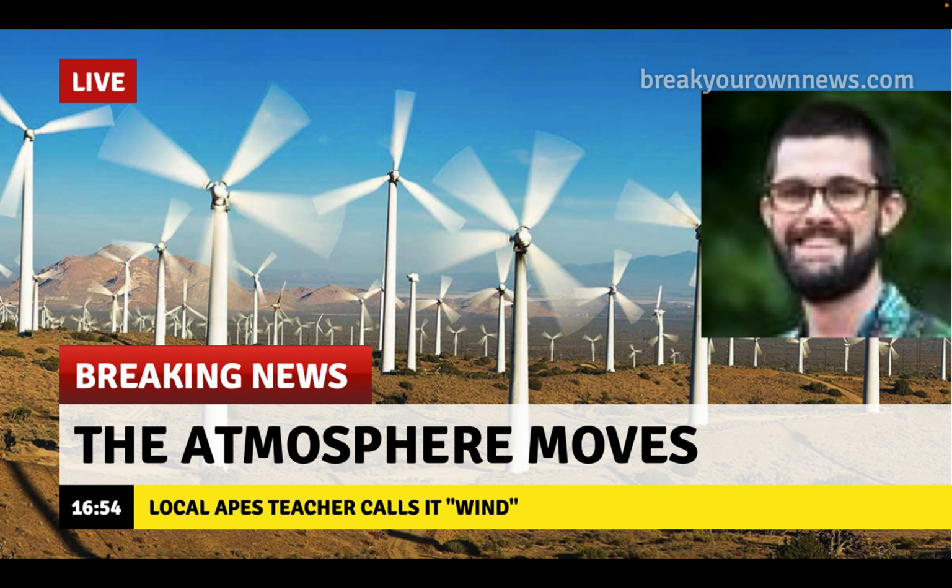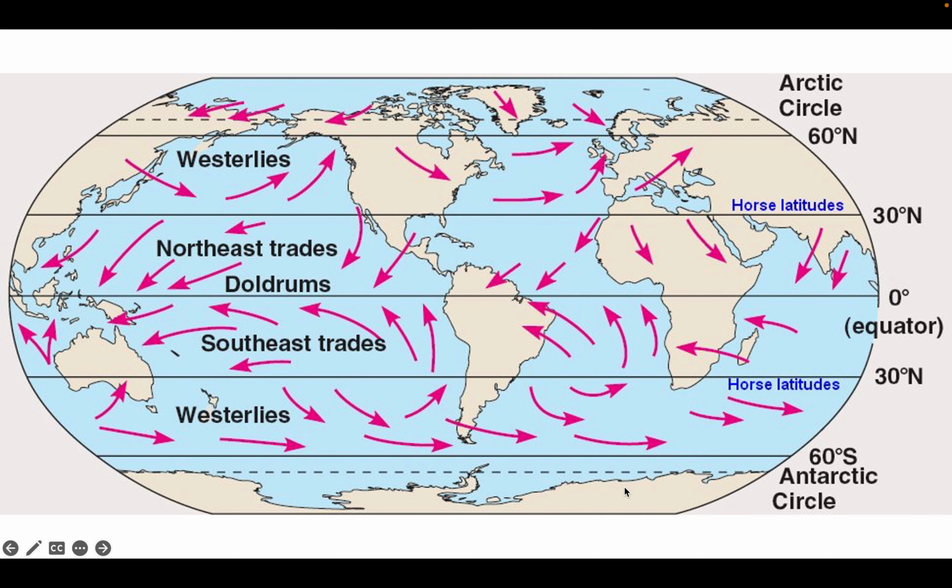Okay. But I have some breaking news for you. The atmosphere does not stay still. I just figured this out the other day, and I wanted to share it with you. I've decided to call it something called Wind Day. Okay, that's what I decided to call it. Wind, of course, wind. The atmosphere moves. You can see wind patterns change all across the globe.